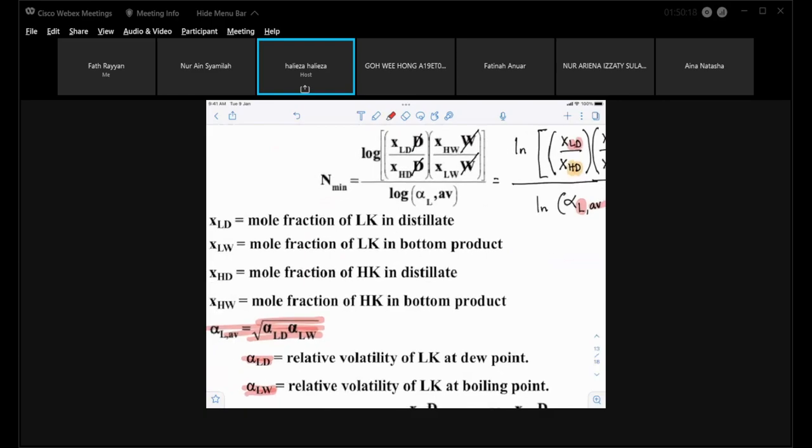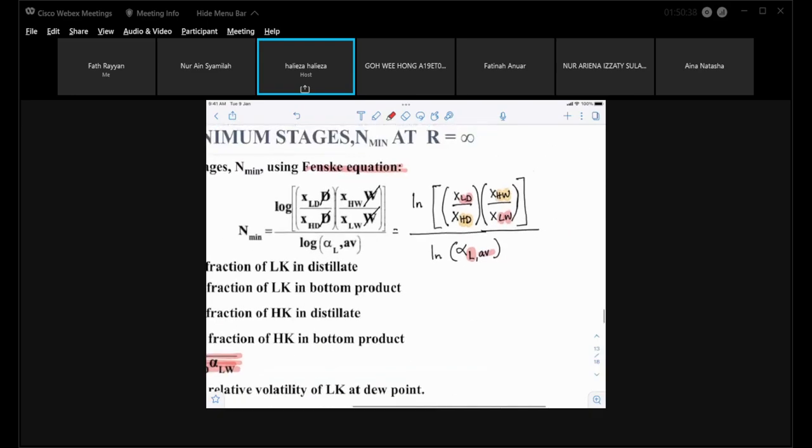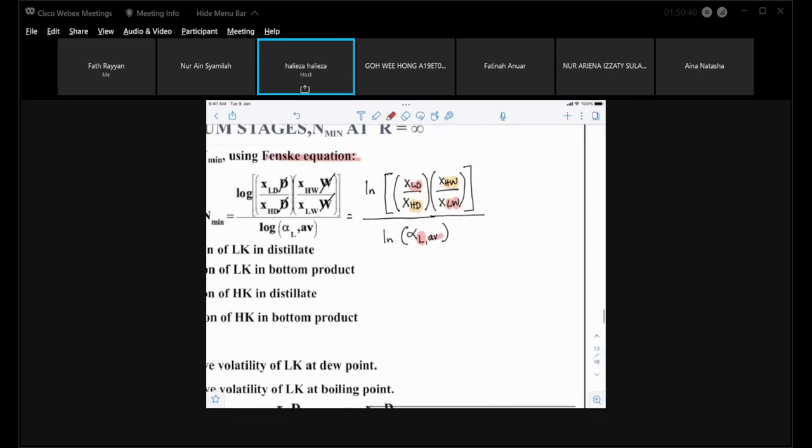The average can be calculated as the square root of the relative volatility of the light key in the distillate multiplied with the relative volatility of the light key in the bottom product. So let's look at the example that we were looking at earlier.